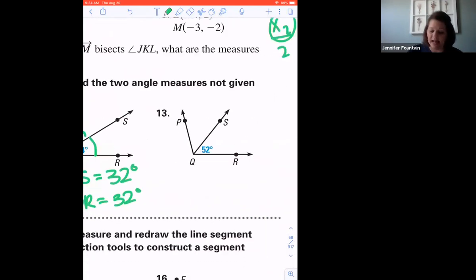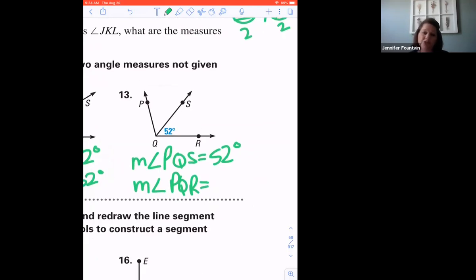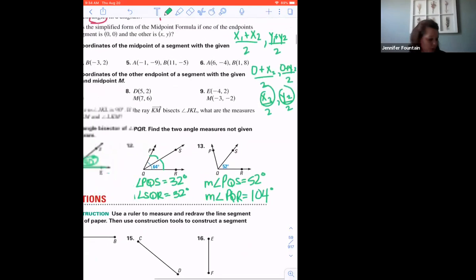And then finally, the last one, I know that SQR is 52 degrees. So that means the measure of angle PQS equals 52 degrees. Now I've got to find the measure of angle PQR. So I'm going to add 52 plus 52, and that will be 104 degrees. Any questions on how we did 11, 12, or 13?